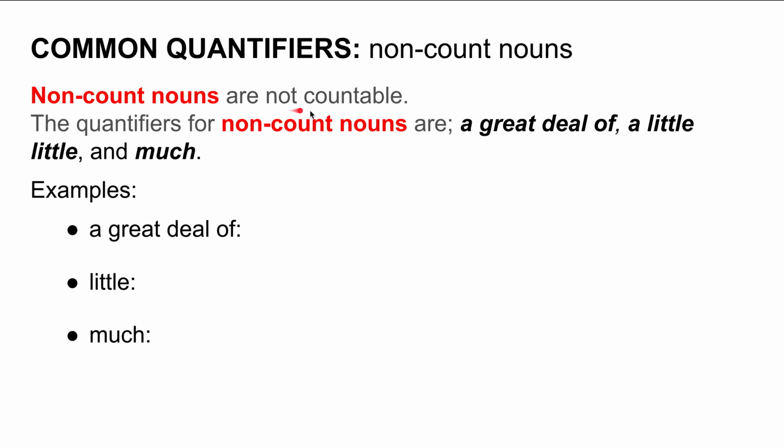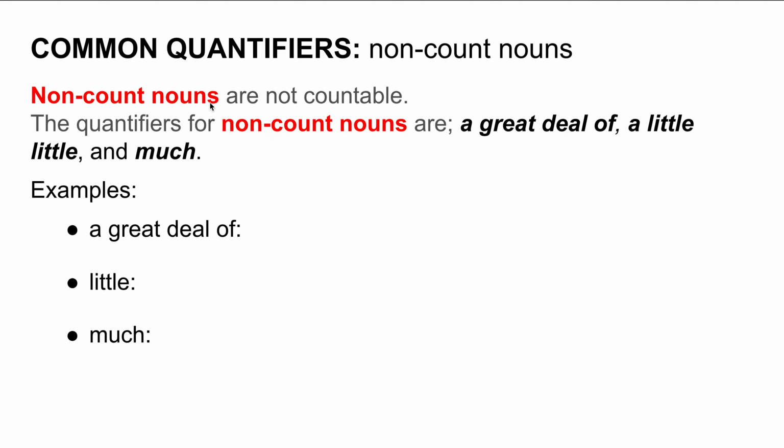Okay, let's look at non-count nouns. Non-count nouns are nouns that are not countable. For example, information. I can't count information. I cannot say one information, two informations. Generally, non-count nouns cannot be made plural. They're usually, if not always, singular.